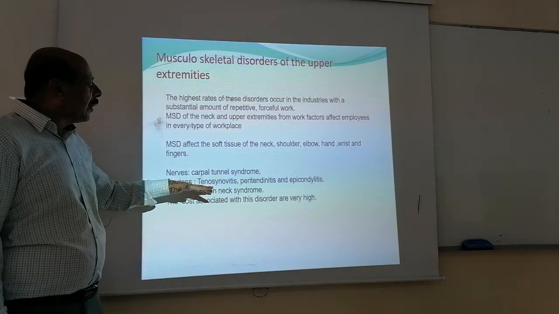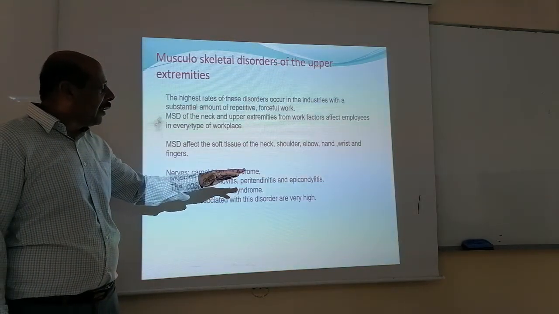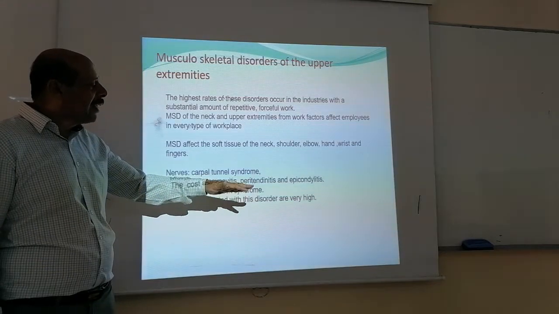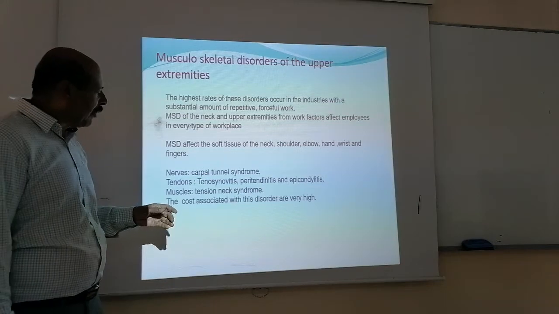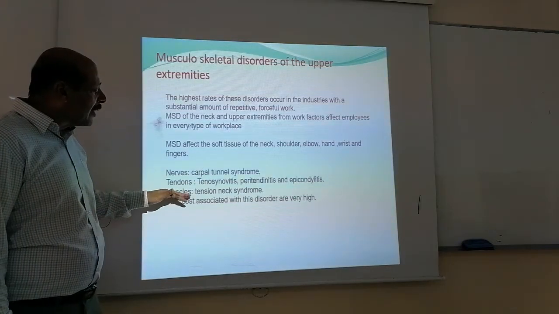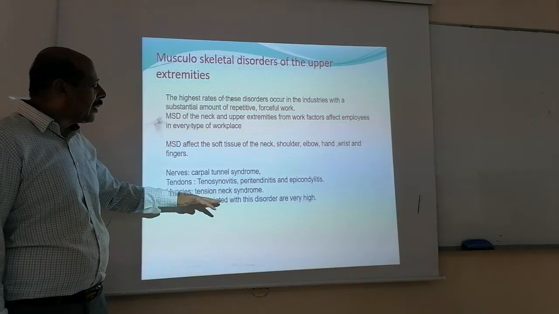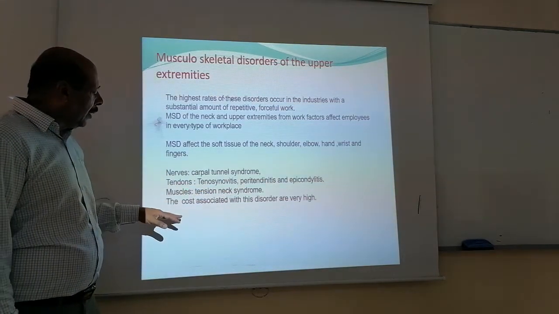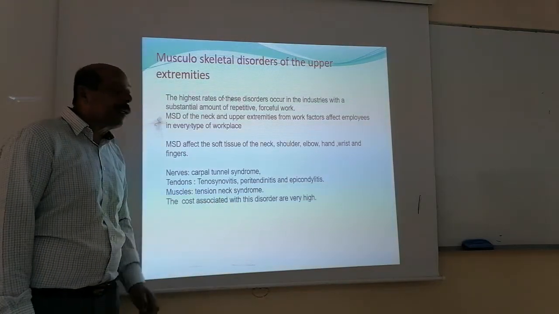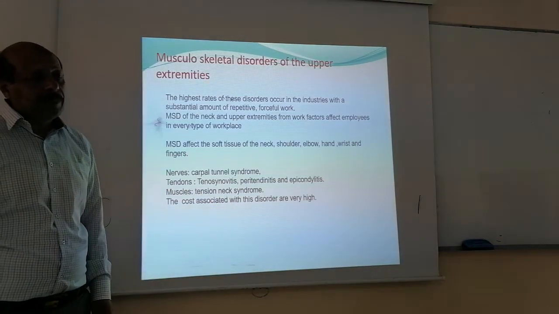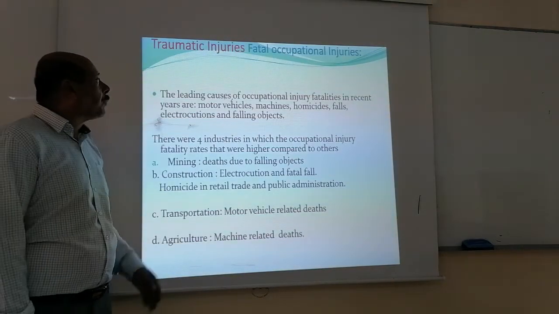Tendons also: tenosynovitis might be there, also peritendinitis and epicondylitis, the inflammation of the epicondyle. In the muscle, it will lead to tension neck syndrome. The costs associated with this disorder are very high once it has developed, so prevention is better.